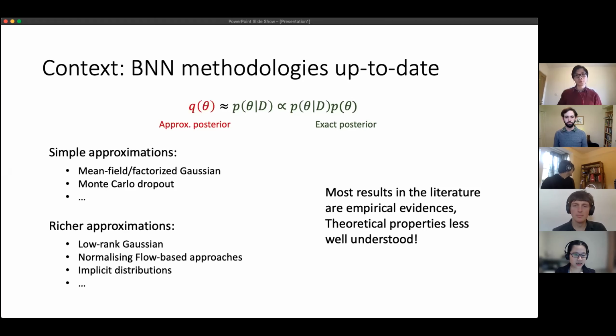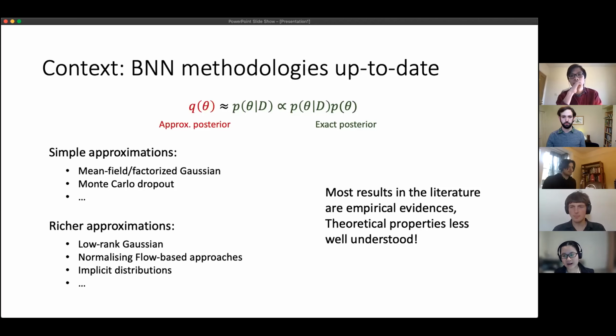In the literature, there is design for this Q distribution in simple forms and also in richer forms. For example, in the simple approximations, we have mean field Gaussian, MC dropout, etc. And we also have attempts to try using richer approximations like low-rank Gaussian or normalizing flow-based approaches, etc.